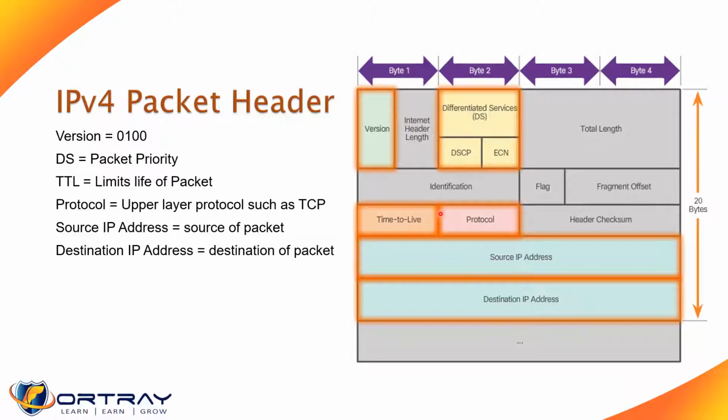It's quite small compared to TCP. There's a sequence number, but there's no acknowledgement number. The IP header has many fields, as you can see. Number four, you can see the version number. Then the differentiated services, DS, ECN, packet priority.